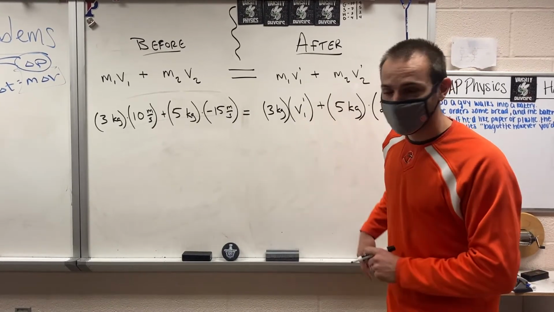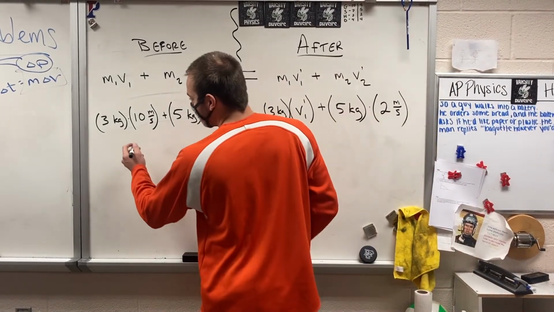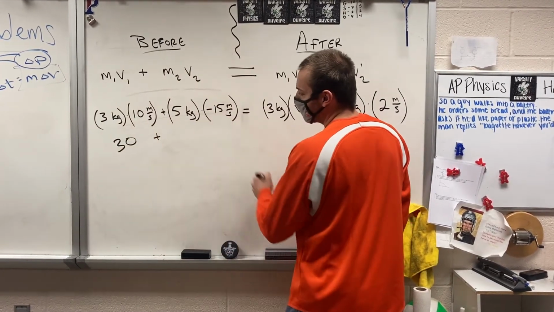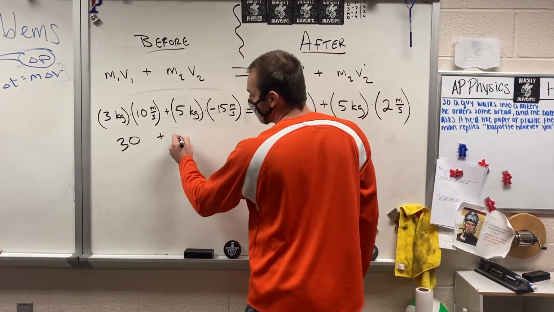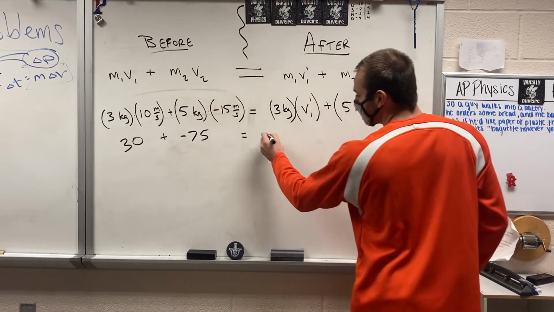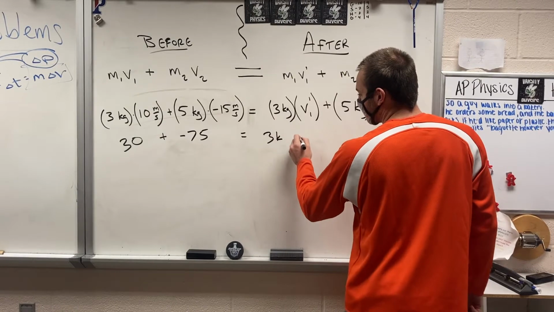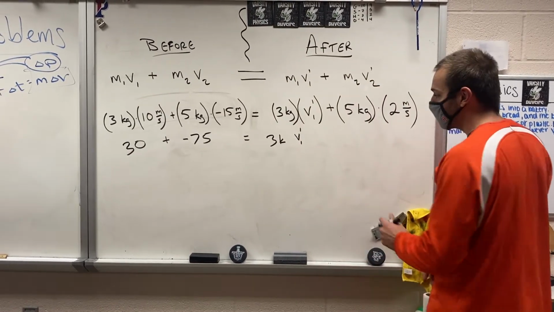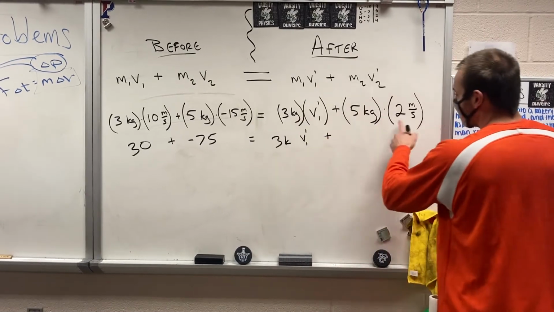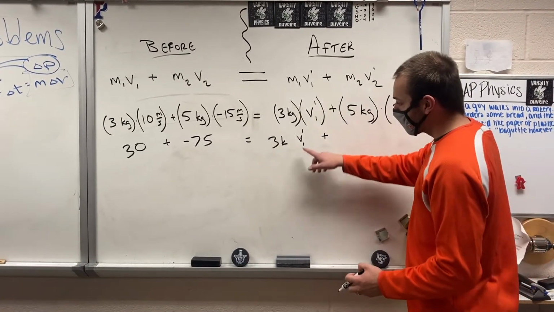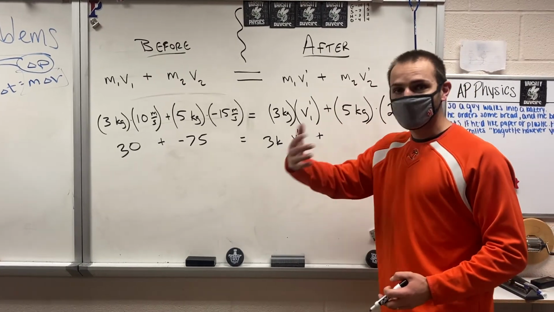So let's calculate. Here we have 3 times 10, so that gives us a value of 30. Plus negative 15 times 5, that would be negative 75. That's going to be equal to 3 kilograms times V1 prime. We still don't know that final velocity for that purple ball. What's that prime mean, Mr. Martin? That prime is the velocity for the ball after the collision.